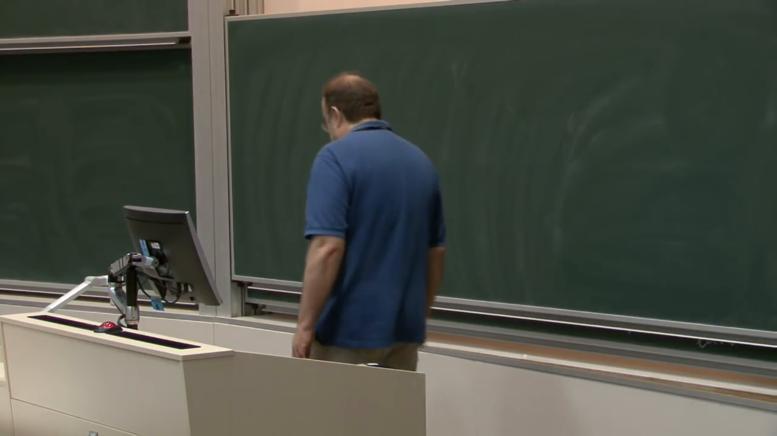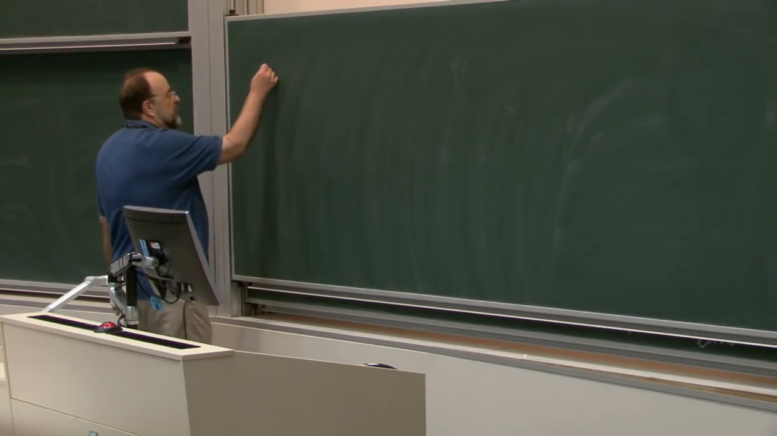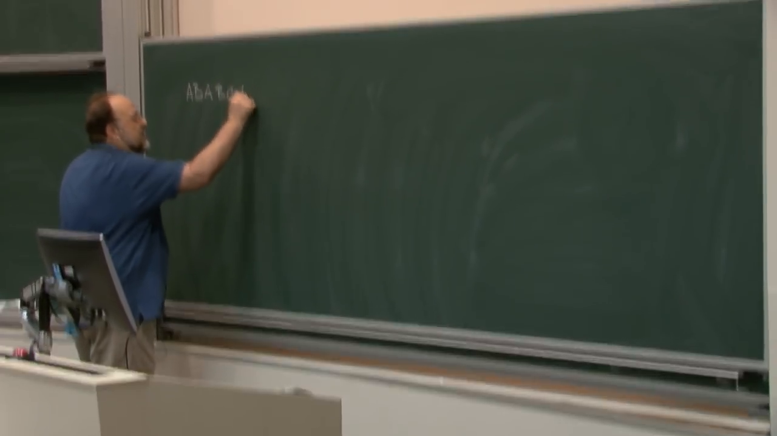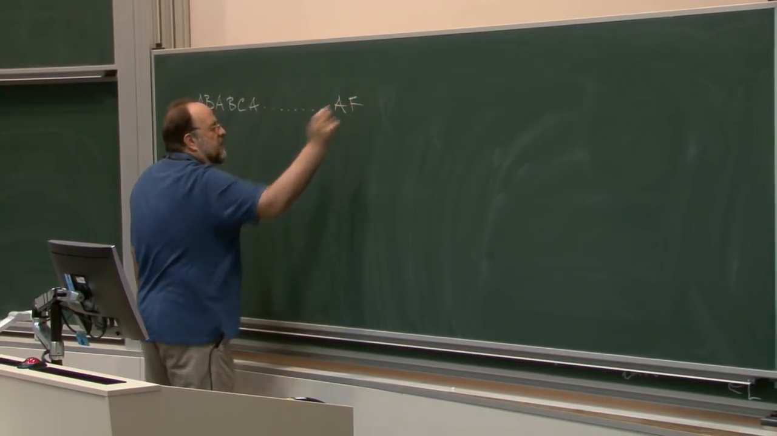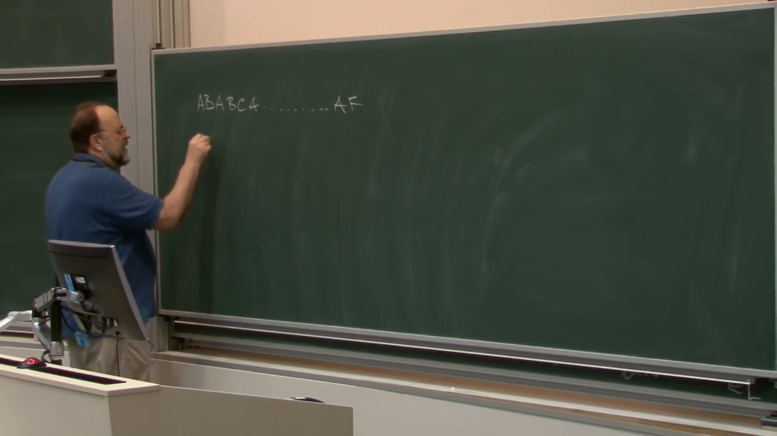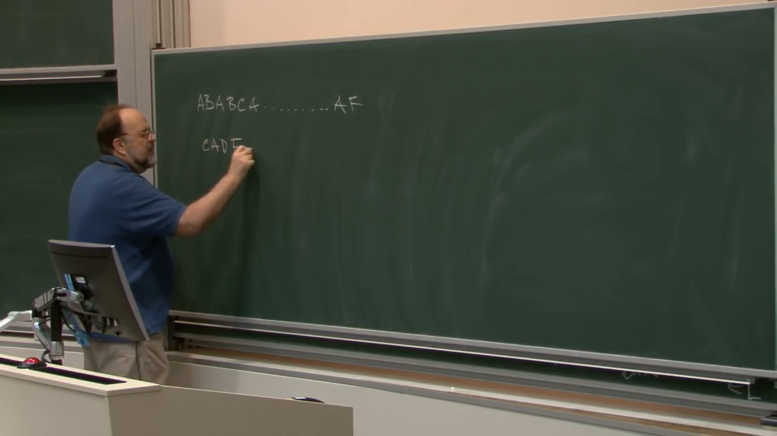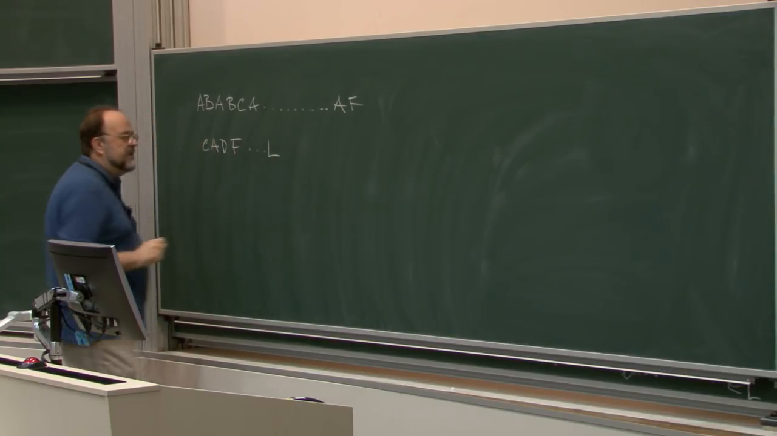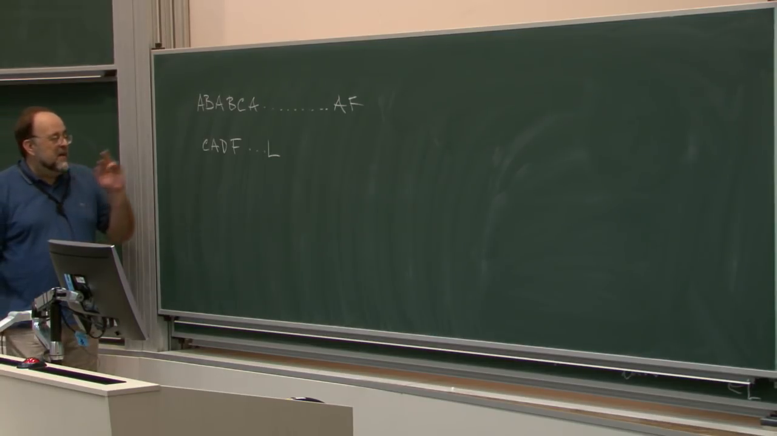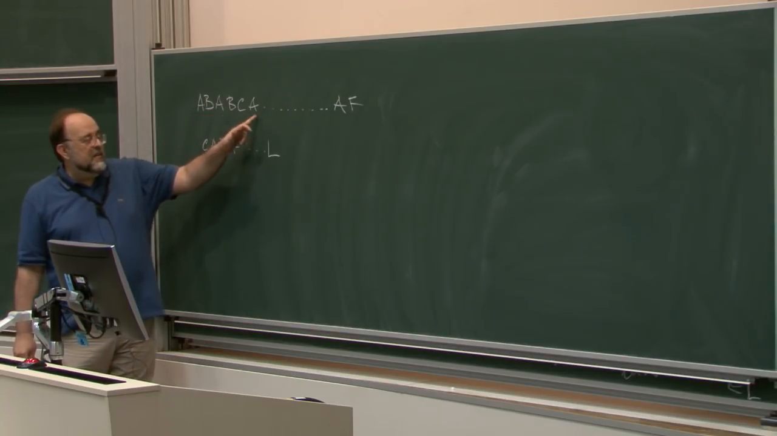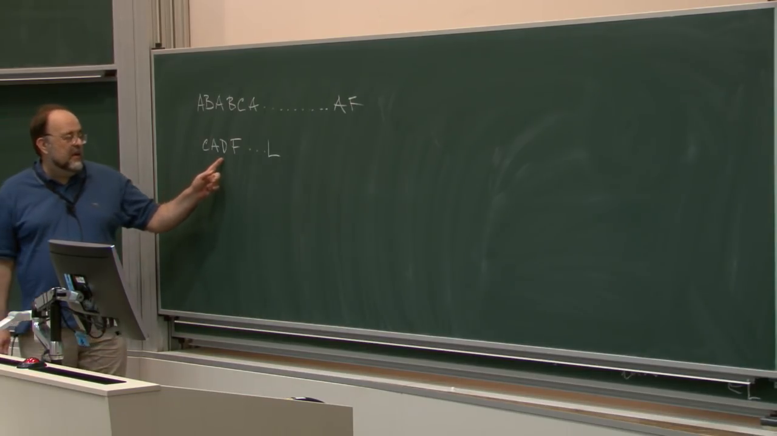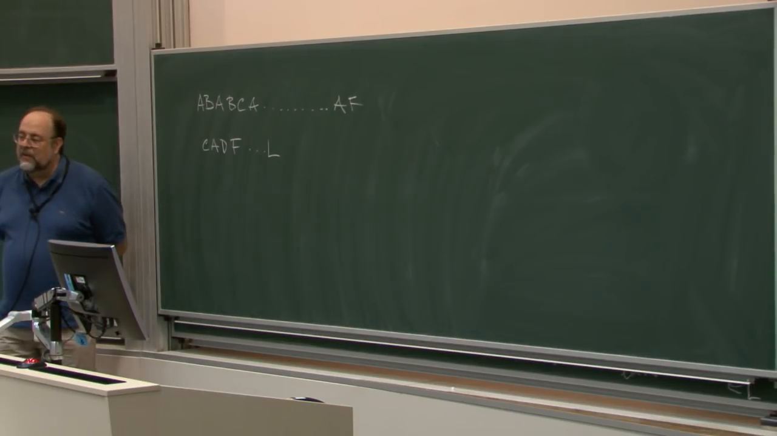So here is an interesting problem. Assume that you have one sequence of letters, say A, B, C, A, F, for example. And you have another sequence, say C, A, D, F, and then whatever, say L at the end. And your task is to determine if it's possible to erase some of the letters on the top sequence so that you get the bottom sequence. How would you solve this problem?